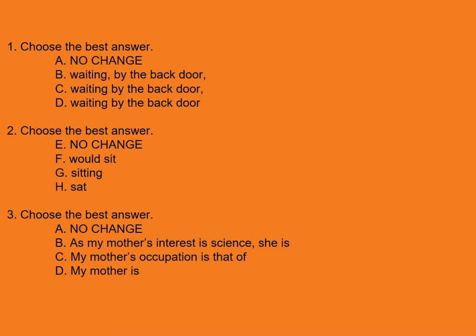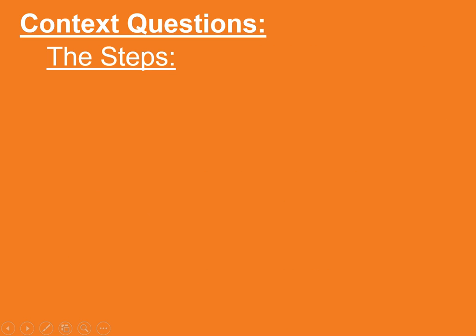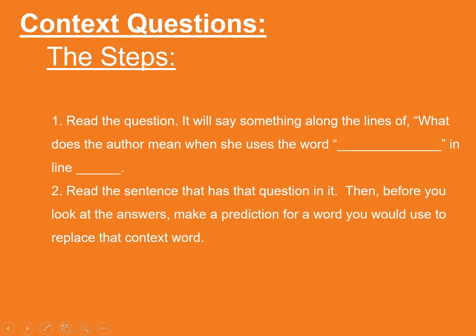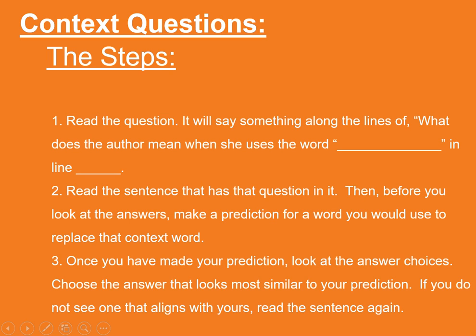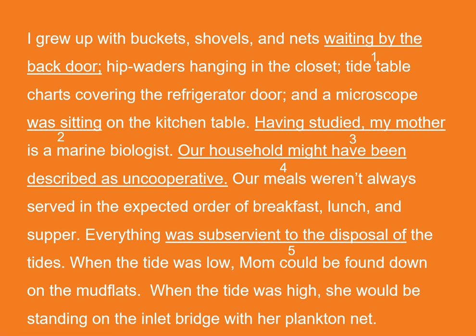Step number 2, read the sentence that has that question in it. Then, before you look at the answers, make a prediction for a word that you would use to replace that context word. This is obviously a context sentence, so it's not exactly going to be the same mechanics, but it's going to be similar. Finally, once you've made your prediction, look at the answer choices. Choose the answer that looks most similar to your prediction. If you don't see one that aligns with yours, read the sentence again.